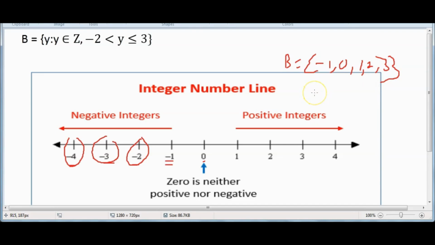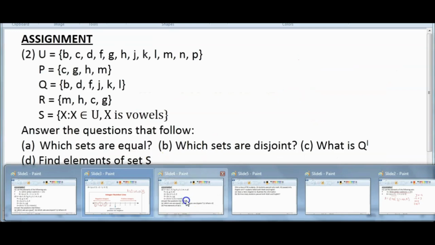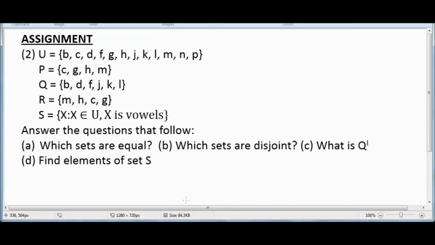Okay, that's that. In question 2, there's a universal set U and a couple of subsets P, Q, R, and S. The first question says which sets are equal. Clearly from the list, P and R are equal.